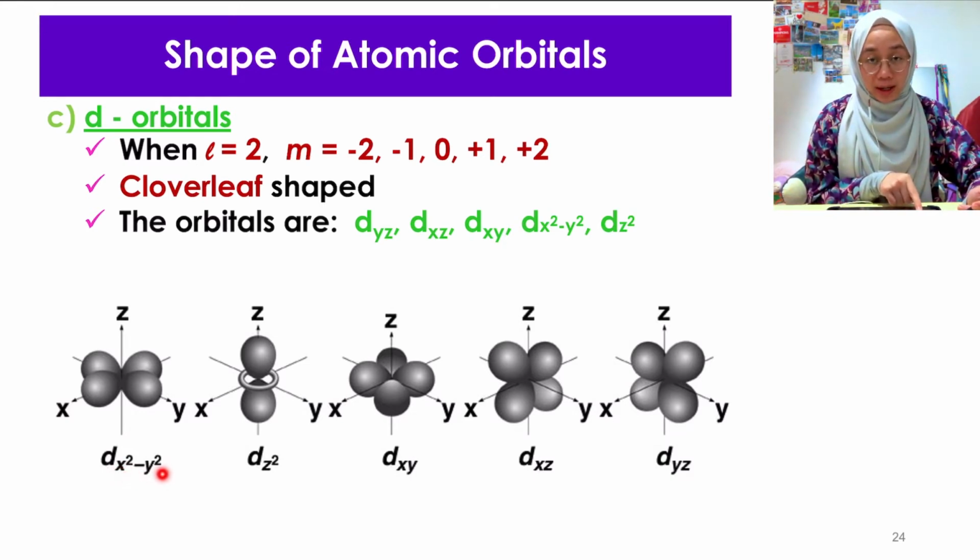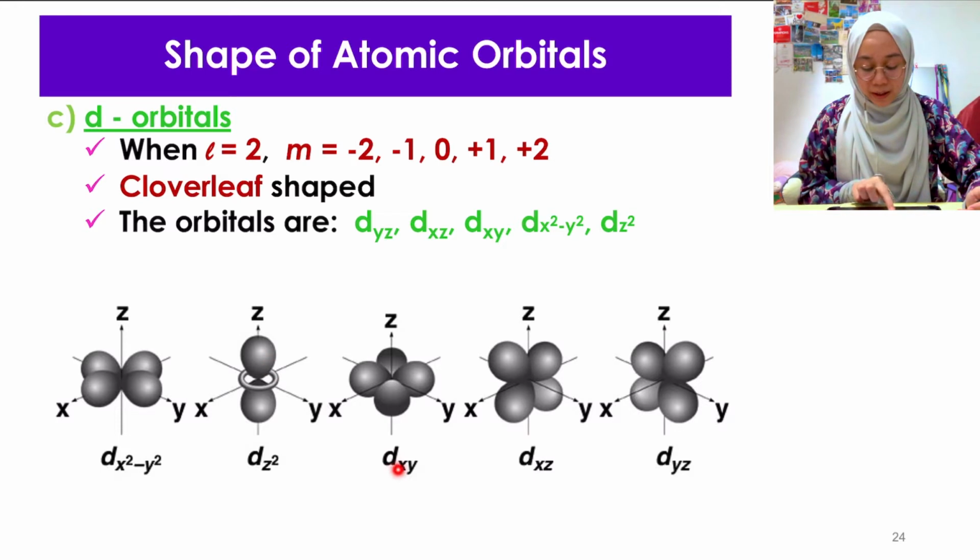Okay, so the one yang ada squared, okay, kalau kita perhatikan, ini adalah x squared minus y squared. Okay, so kalau kita tengok the orbital, it lies on the axis. Okay, so x and y, bermaksud yang involve adalah x and y. So ini adalah x, ini adalah y. So kalau kamu tengok orbital tu berada atas axis tu, sama juga dengan z squared. Z squared ni pun dia berada di atas axis tu.